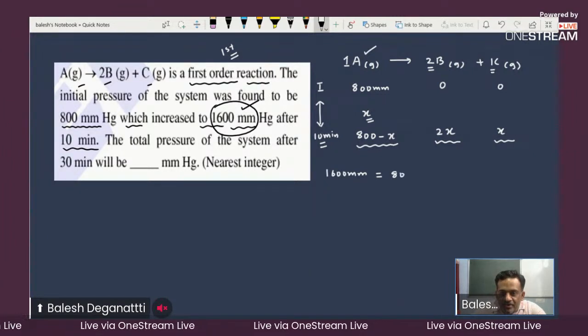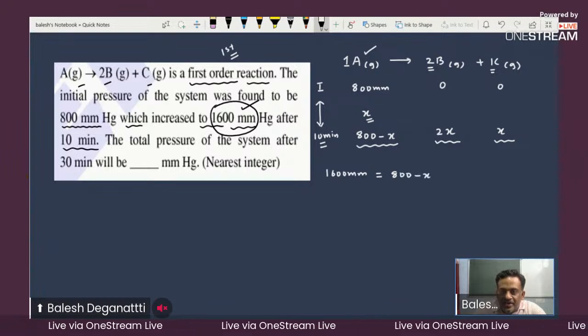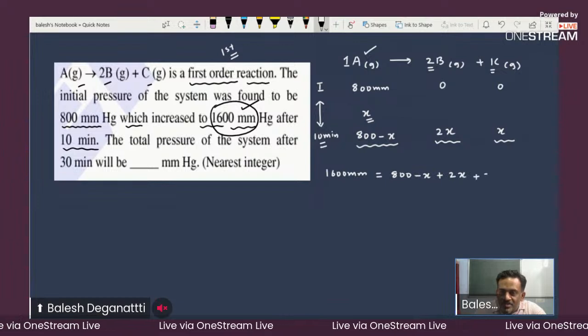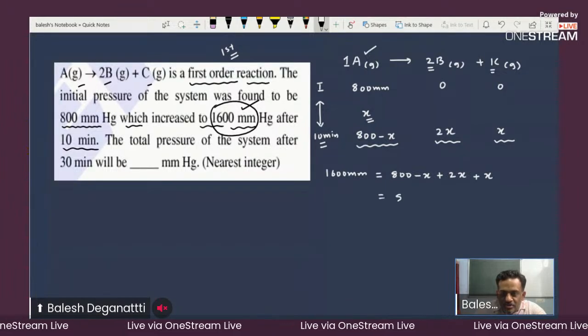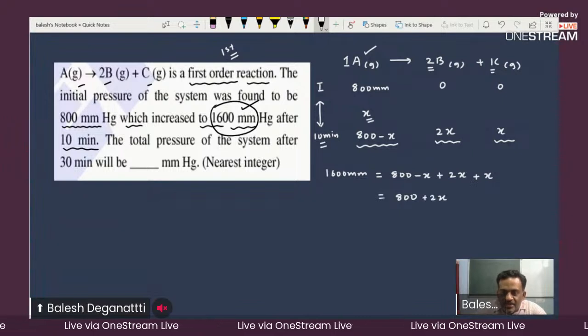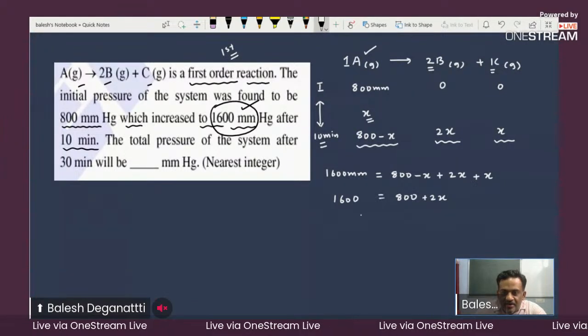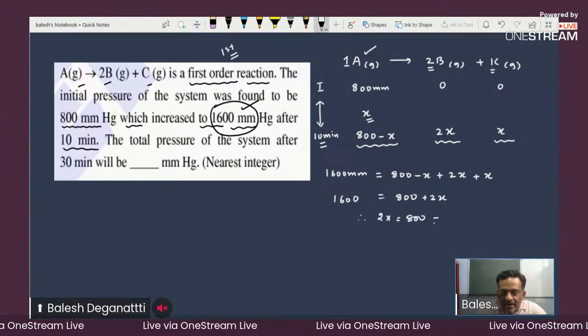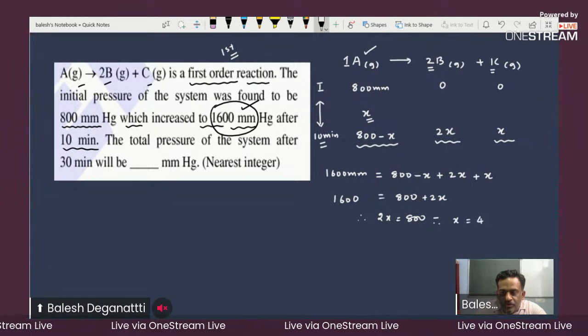So after 10 minutes, the amount of A I am having is 800 minus X. Amount of B I am having is 2X. Amount of C I am having is X. So now this is going to be 800 plus 2X equal to 1600. So that makes 2X equal to 800 and therefore X is equal to 400.